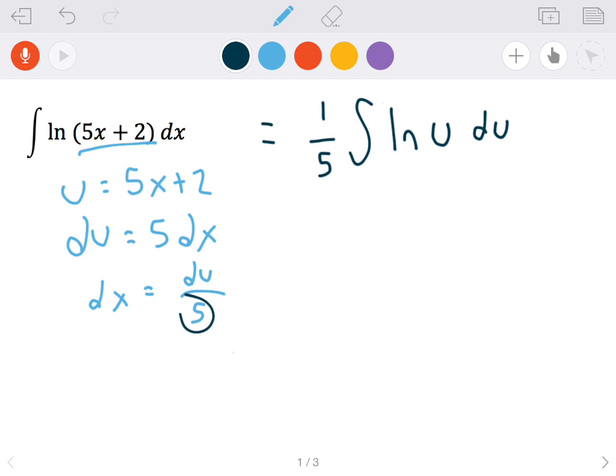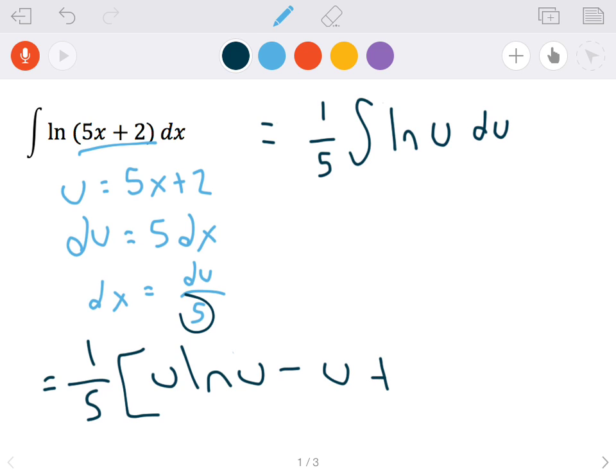Now I can apply my formula just using u's instead of x's. And so this is going to be 1/5, and then apply my formula, u natural log of u minus u plus c. And of course I can't leave it like this, so I'm going to replace u with 5x plus 2.